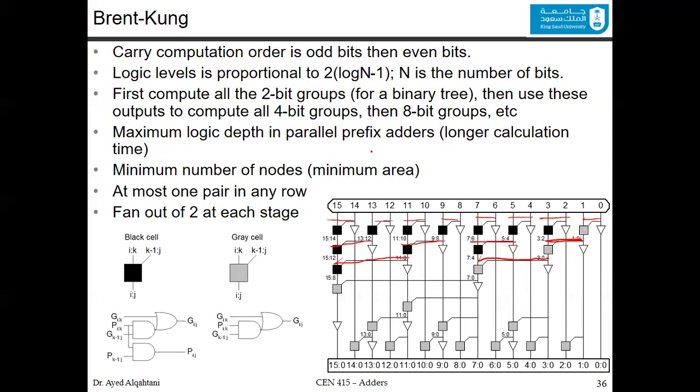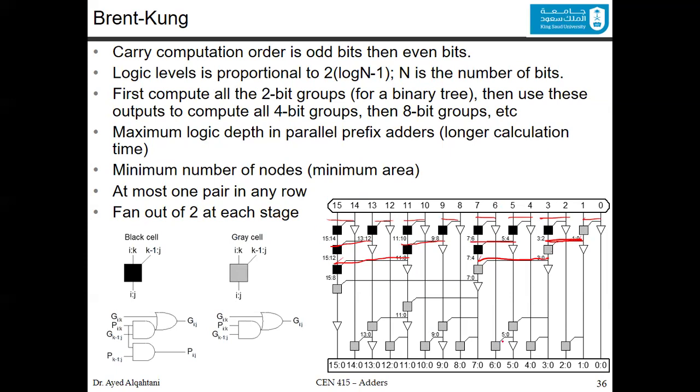The maximum logic depth among the parallel prefix adders is in the Brent-Kung. It's the longest calculation in time. It has the minimum number of nodes inside the BG diagram. At most 1 pair in any row. So in any row, at most you have 1 pair; you cannot have 3 pairs. The idea is to have a fan out of 2 at each stage, so you are trying to limit the fan out in the front.